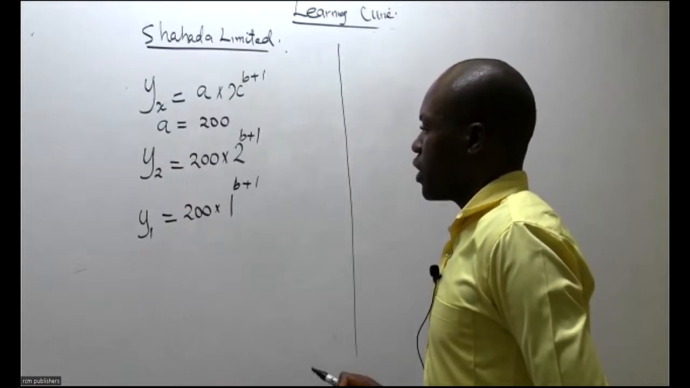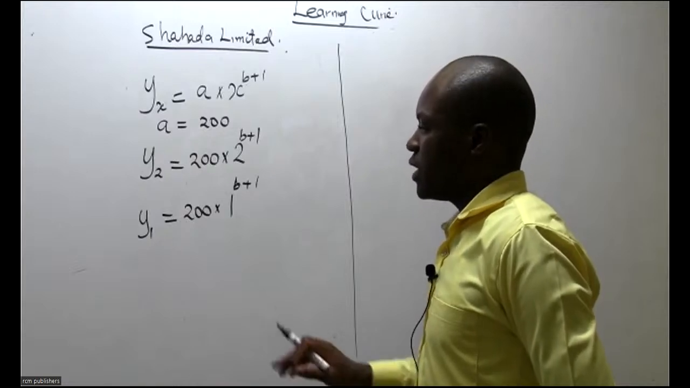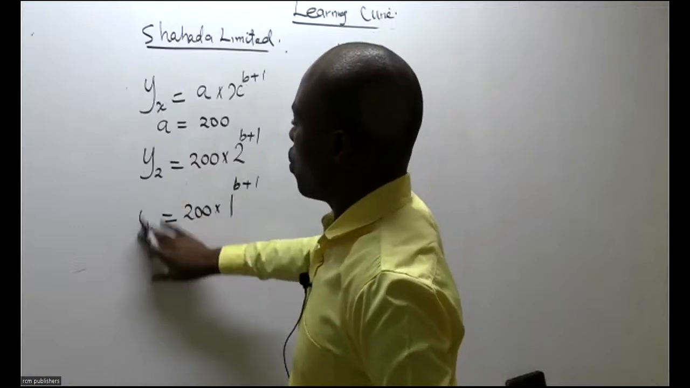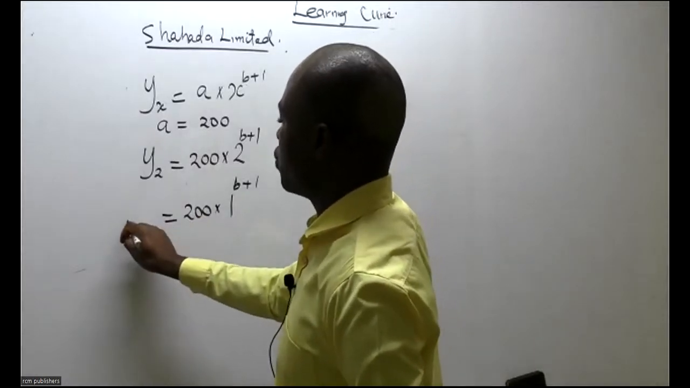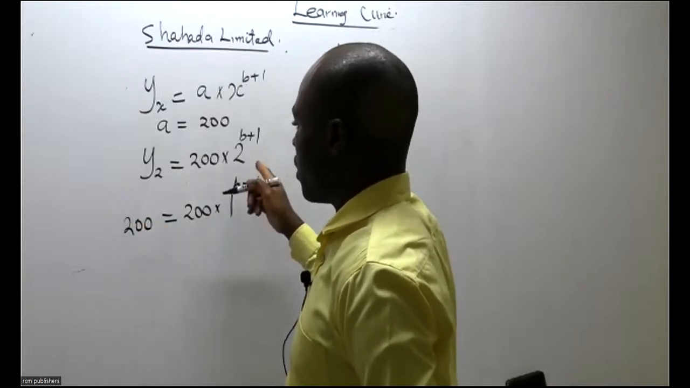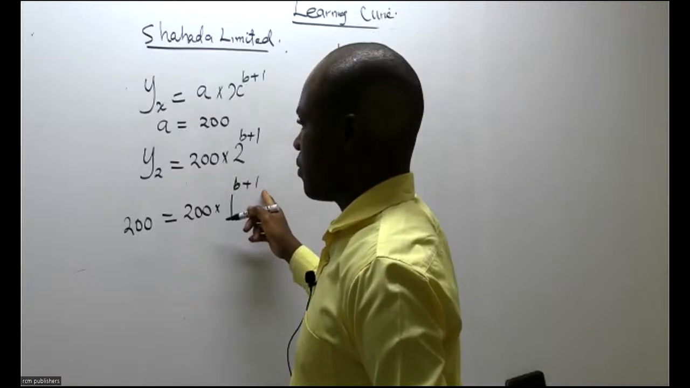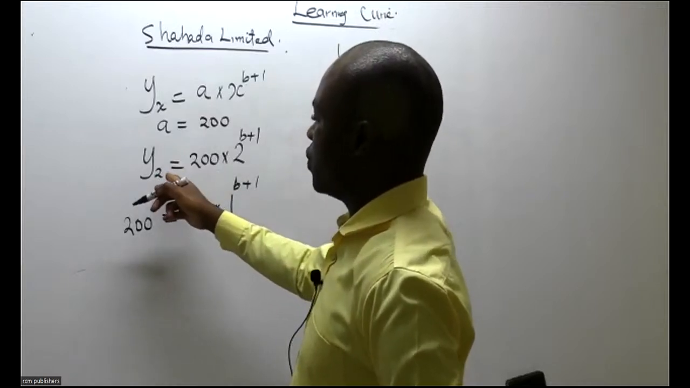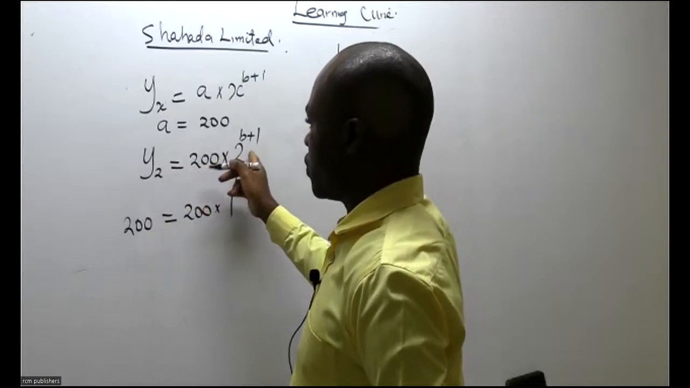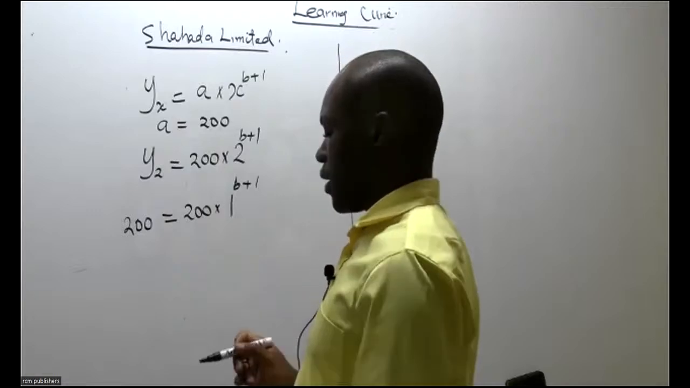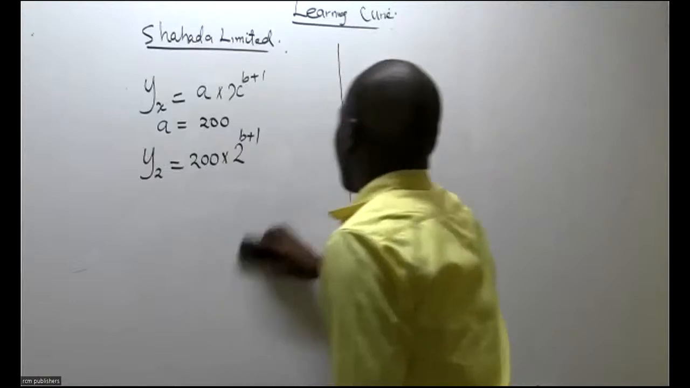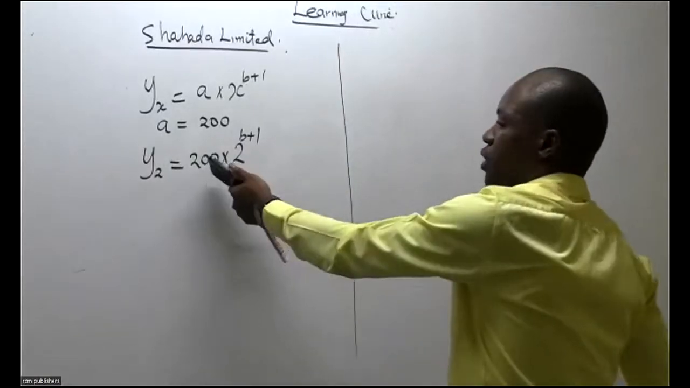Now, are we able to get that B plus 1? Remember, the time taken to produce the first unit is equivalent to 200. So your 200 should be equivalent to this times this raised to the power B plus 1. This one also, the first 2 units, will be 200 raised to the power B plus 1. But I don't want to confuse you with this other part. Let's deal with this one here only.